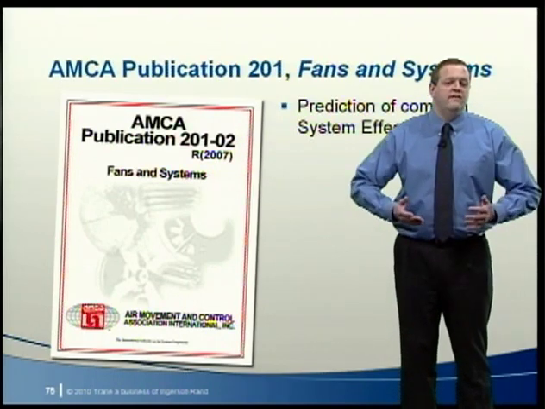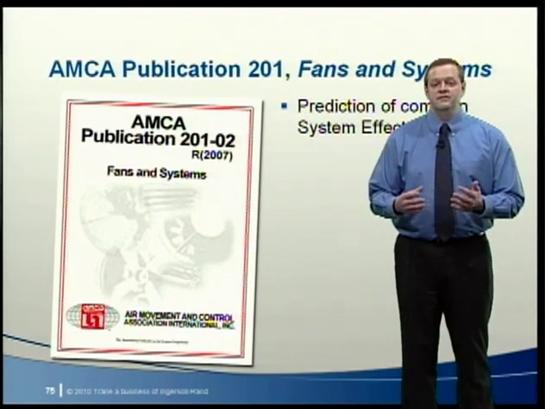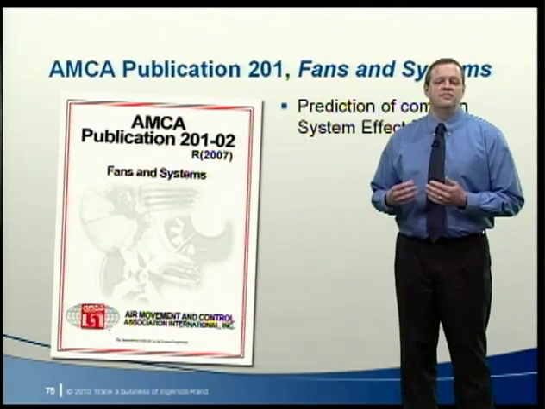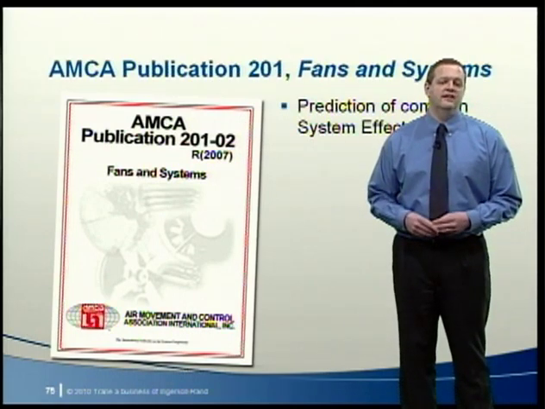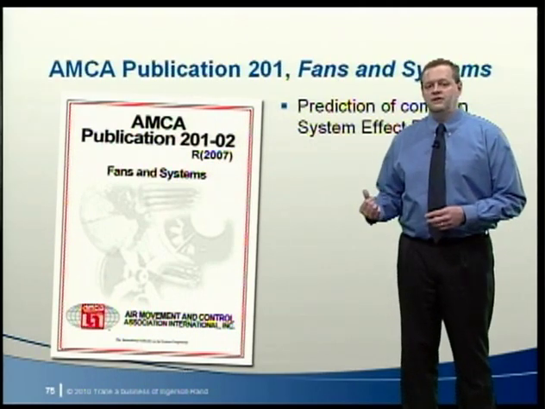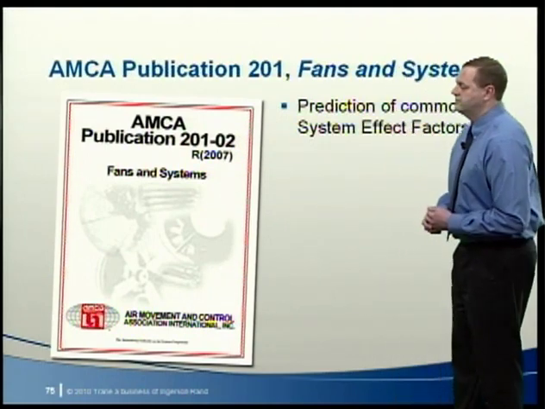But generating a new fan performance curve for every possible system effect would be too cumbersome and confusing. So for simplicity, AMCA has published several system effect correction factors to help design engineers account for many of these effects before the fan is selected and installed. Let's look at an example using AMCA's publication 201 titled Fans and Systems.